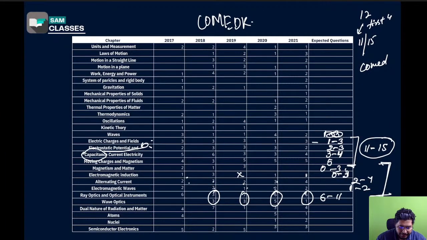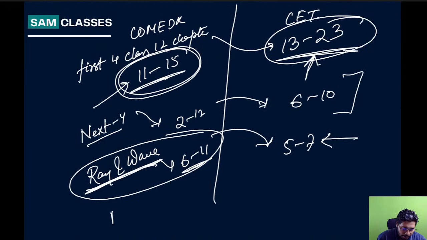Okay, next part, modern physics and semiconductors. 8 plus 5, 13, 7 plus 2, 9. See, the variation is there. Atoms and nuclei, they're not asking. 5 plus 1, 6. 3 plus 5, 8, 1, 9 and 3, 12. 4 plus 1, 5 and 5, 10. So on an average, we have 13, we have 6. So minimum 6 to 13. So modern plus semiconductor will have 6 to 13. Minimum is 6, maximum is 13.